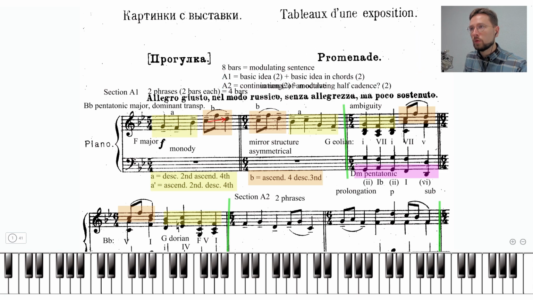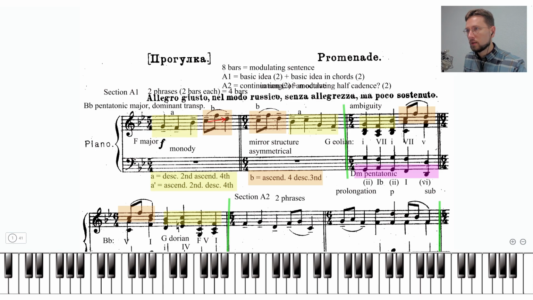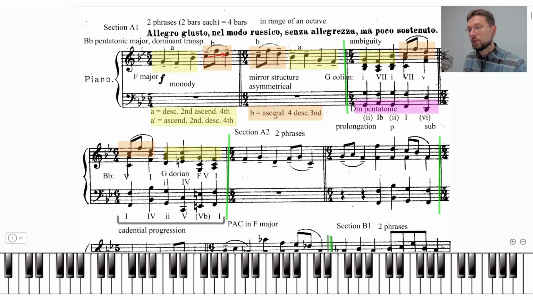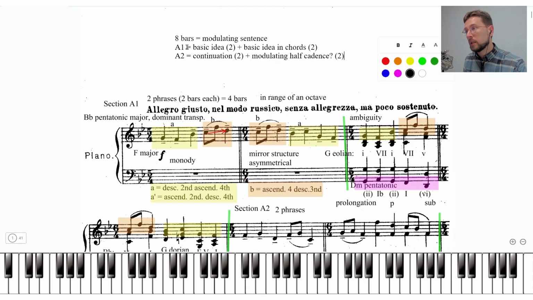Right, I'll remove the top text because it's taking up space and it's going to be important for the analysis that we're having. So let's remove it. So now, as we can see, rather than probably seeing these as phrases, we can see this larger modulating sentence, and inside each of these sections can be seen as small periods.